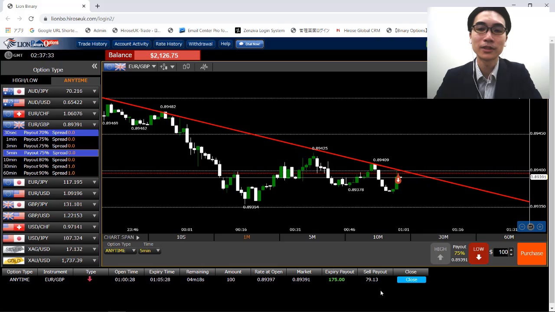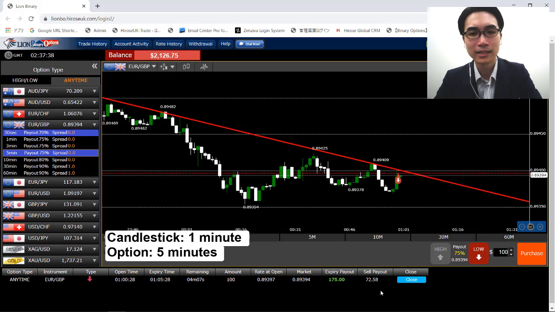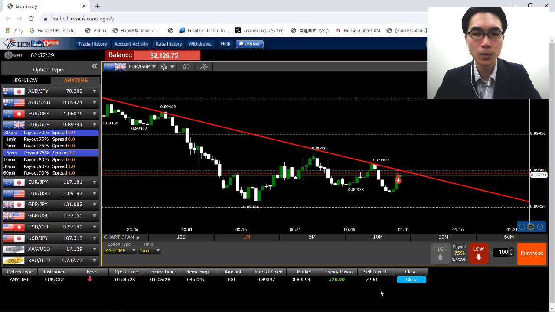I placed an option here. The candlestick chart I use here is a 1 minute candlestick chart, and the option period I'm trading is 5 minutes. We'll wait for 5 minutes and see how it ends.